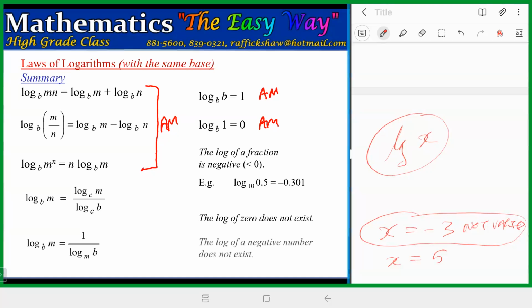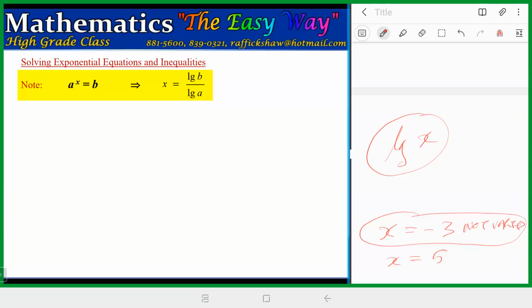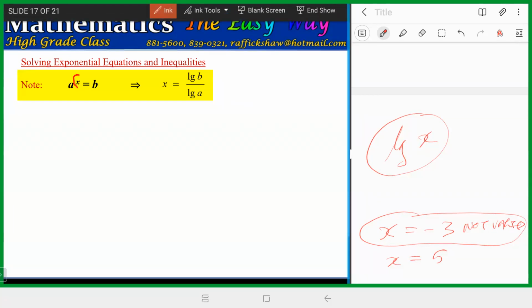I think we're just going to look at some typical questions with logs. So advanced and pure math students, you can get questions like this. Let me tell you a general rule. Students who were with me from last year should know. If you're solving an equation and the thing that you're trying to find is in the power, you take logs of both sides to get it out of the power. So if you have this, this x is in the power right now, and x is what you're trying to find.